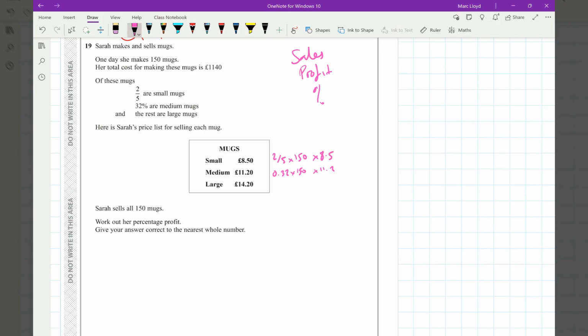Then we need to work out the rest. So 1 minus 2/5 minus 0.32. Well, actually, in our calculator, we can just do minus 0.32. It will work it out for us. We don't need to do any conversion. It's the beauty of the iGCSE. And that gives us 0.28.